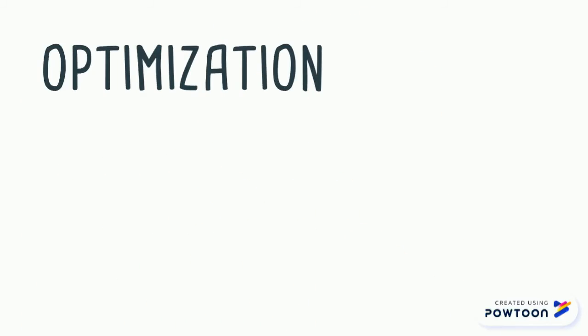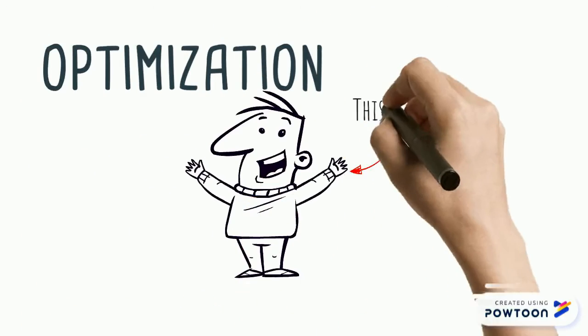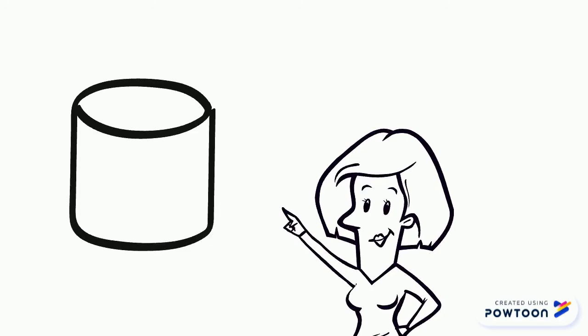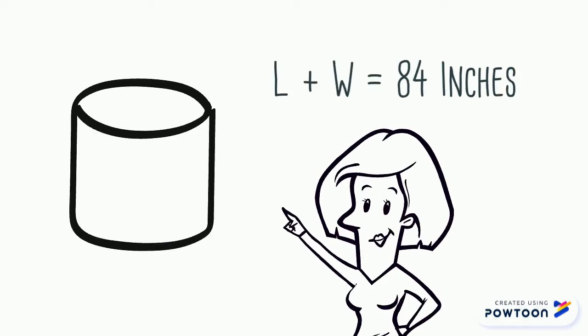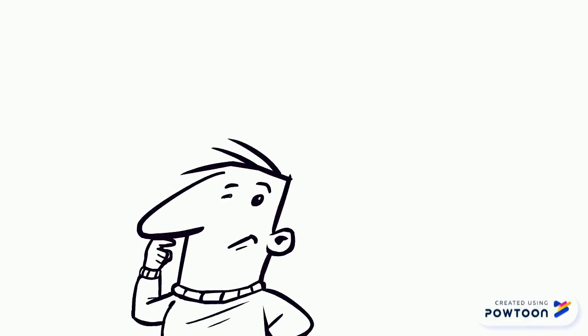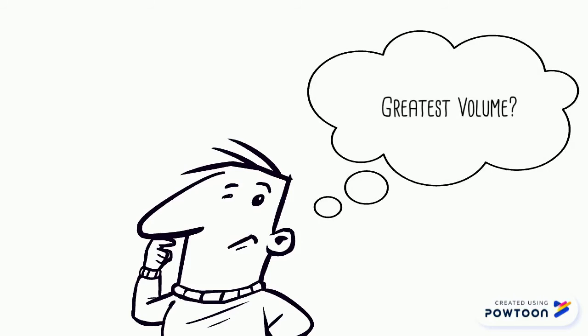Let's move on to the next example. Grant wanted to mail a cylindrical package through parcel post. However, the postal regulations in the city state that packages must have a length plus width of no more than 84 inches. Because of this, he wants to know the dimensions of his package of greatest volume that is mailable by parcel post.